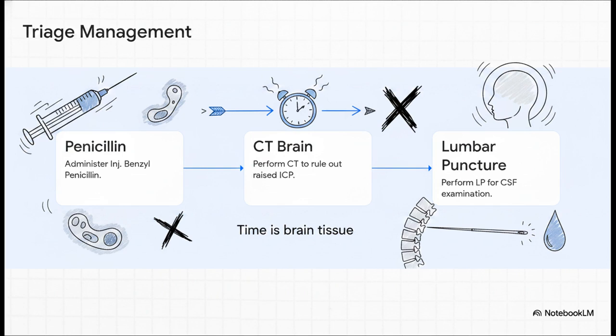Step 1, administer injectable benzyl penicillin to start fighting the infection right away. Seriously, do not delay antibiotics for imaging. Step 2, get a plain CT of the brain. You absolutely must rule out raised intracranial pressure before doing an LP, otherwise you risk a fatal brain herniation. Only after that CT clears you do you proceed to Step 3, the actual lumbar puncture.